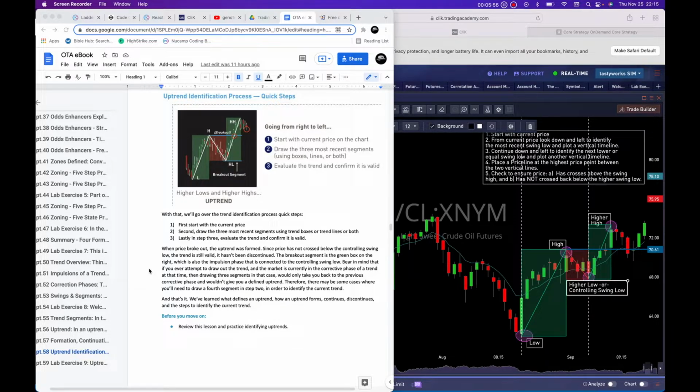Bear in mind that if you ever attempt to draw out the trend and the market is currently in the corrective phase of a trend at that time, then drawing 3 segments in that particular case would only take you back to the previous corrective phase, and it would not give you a defined uptrend. So what you're going to find out is there are going to be some cases where you'll need to draw a 4th segment in step 2 of the process in order to identify the current trend. I hope that makes sense.